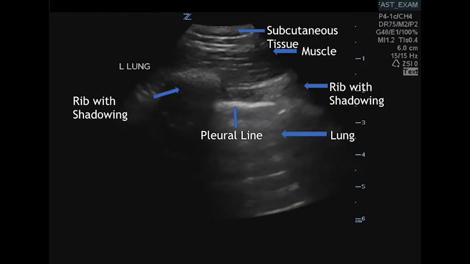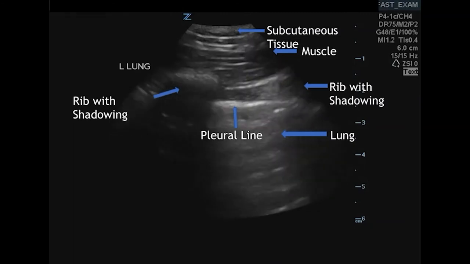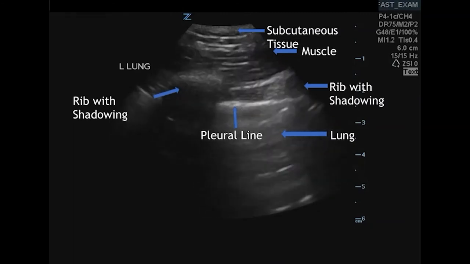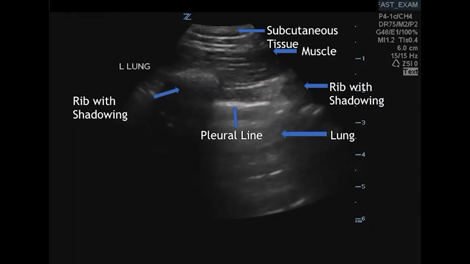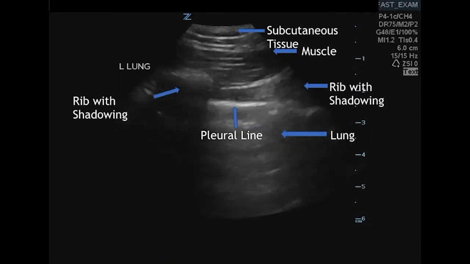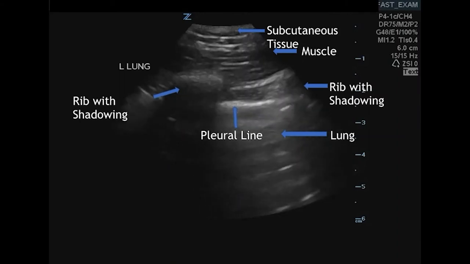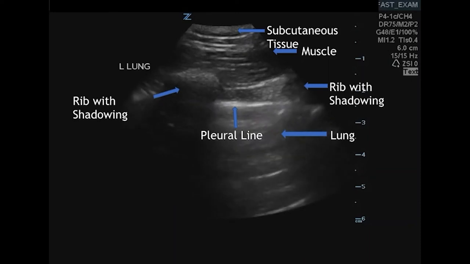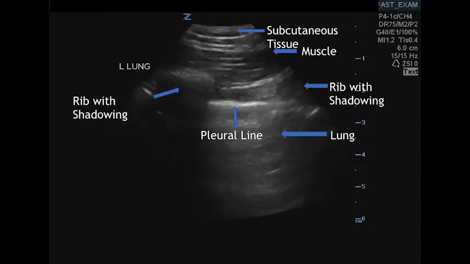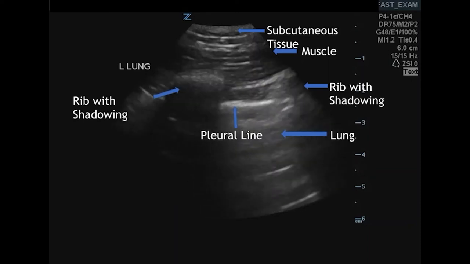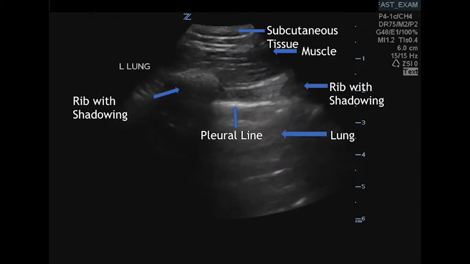If you now look at the center of the image, you can see a horizontal hyperechoic line. This is the pleural line. You can see that it is present deep to and connecting the inferior aspect of two adjacent ribs. Notice the movement, or sometimes described as ants crawling, along the pleural line. This is the artifact of the pleural movement during the respiratory cycle.